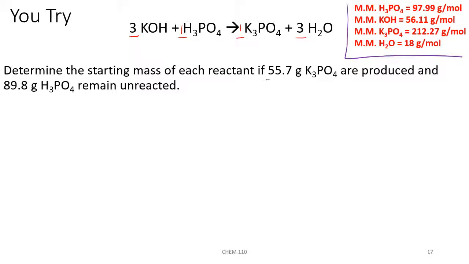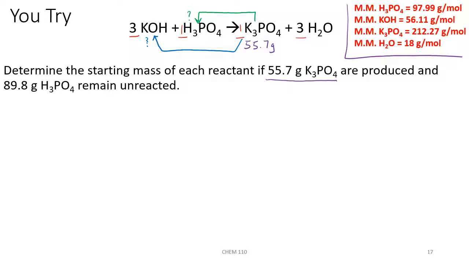Let's just focus in on our grams of potassium phosphate right now. Since that's one of our products, if we list that below, 55.7 grams of potassium phosphate, we can start there and work backwards to figure out how much phosphoric acid reacted. We can also start at our mass of potassium phosphate to figure out how much of our other reactant, the potassium hydroxide, reacted as well.